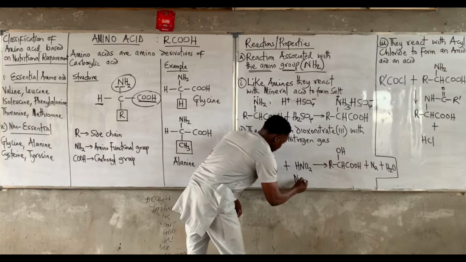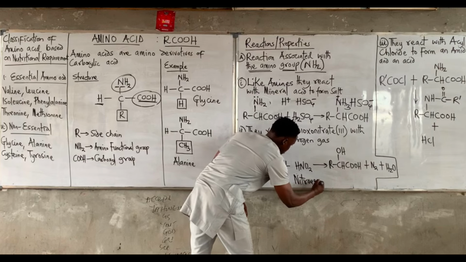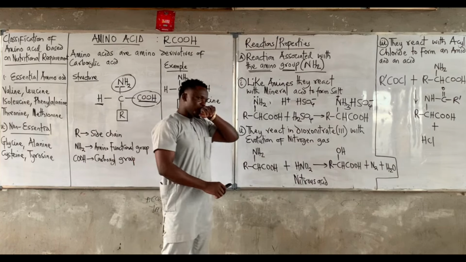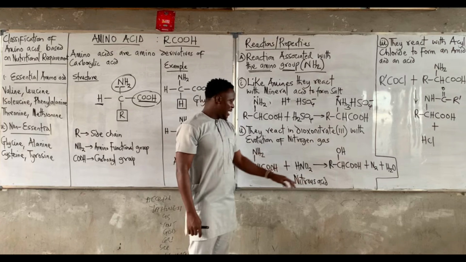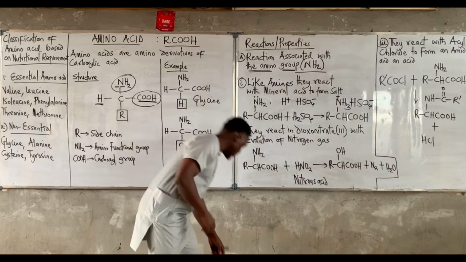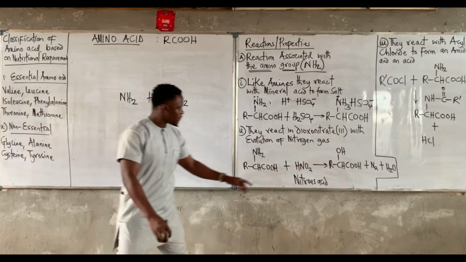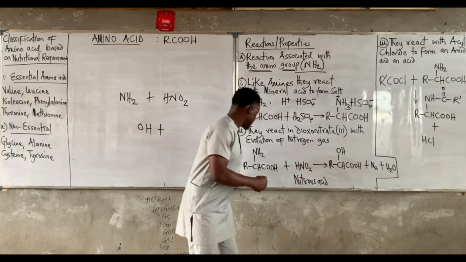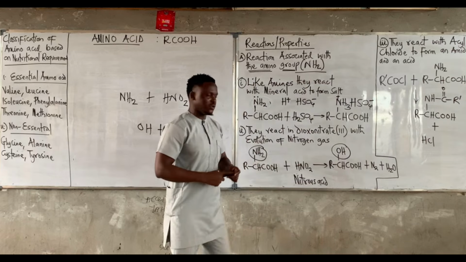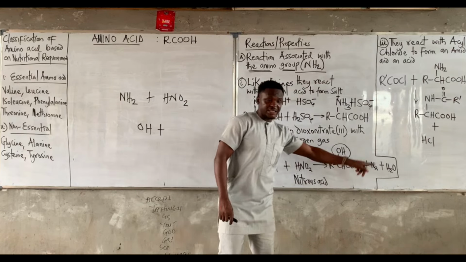Now, this is just in case. Now this is nitrous acid. Now, when nitrous acid reacts with this, this is actually what's going to happen here. Let me show us how we got this transformation here, because how did we move from NH2 to OH? And of course, with the loss of this gas, which is the N2, nitrogen gas, and water.